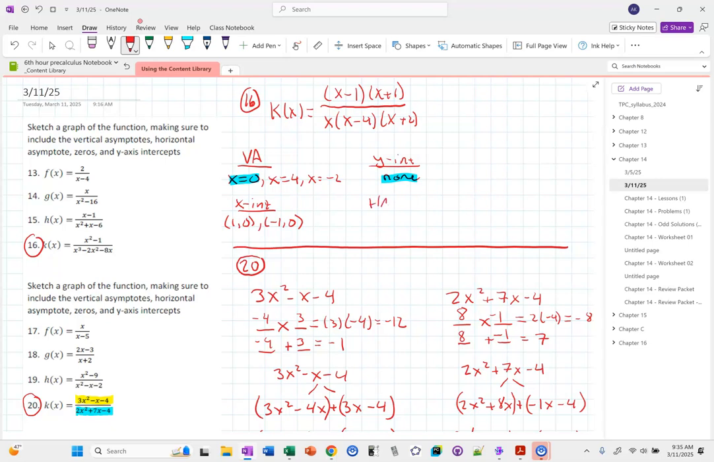And then the last one is the horizontal or slant asymptote. So we need to look at the degrees. The degree of the numerator is 2. The degree of the denominator is 3. Since 2 is less than 3, we have a horizontal asymptote, and it's always y equals 0 if the numerator degree is less than the denominator degree.